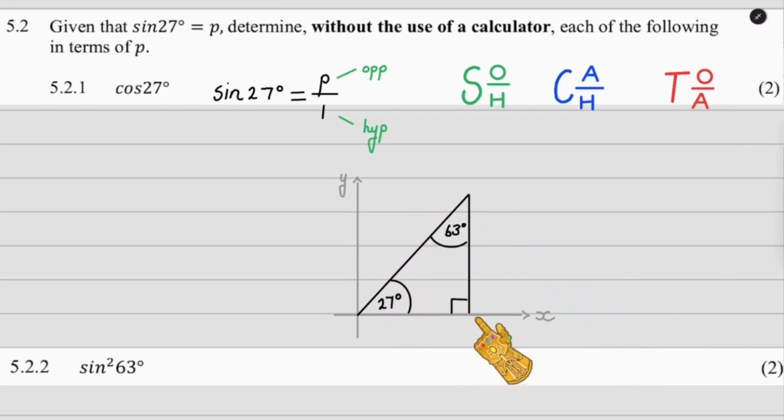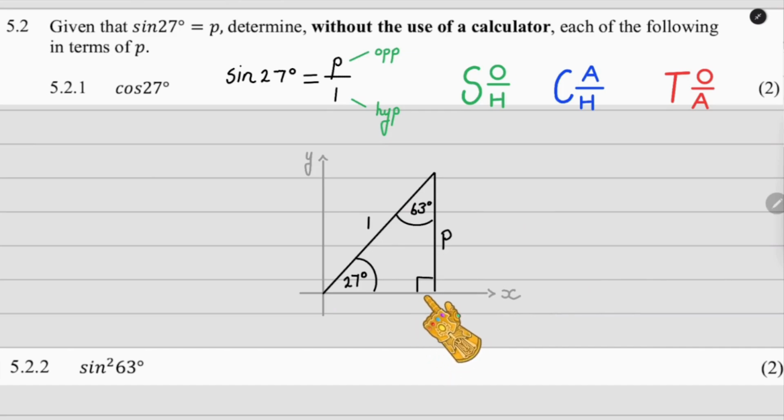Now we're going to start to fill in the sides of the triangle. So this p is opposite. Now you may be wondering, opposite to what? It's opposite to this angle over here. It's all relative to this angle. So p is opposite the 27 degrees. Opposite the 27 degrees will be this side over here. So that's p over there. And the hypotenuse, this 90 degree angle always points to the hypotenuse. So this length of the hypotenuse will just be 1.